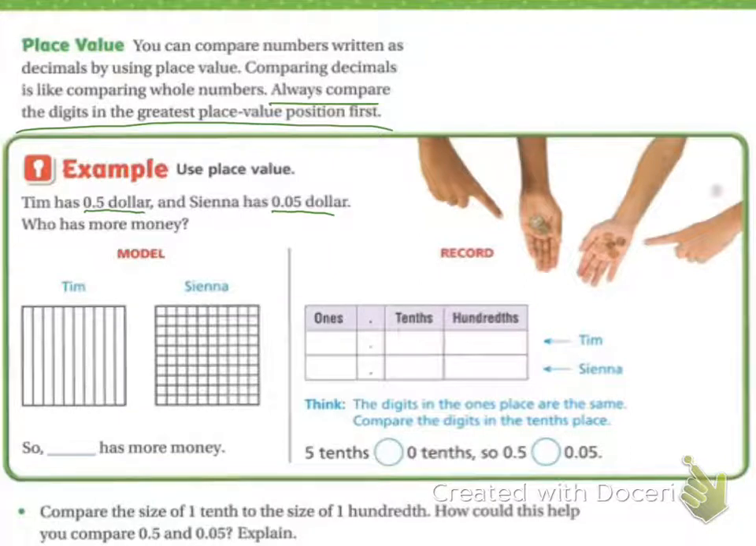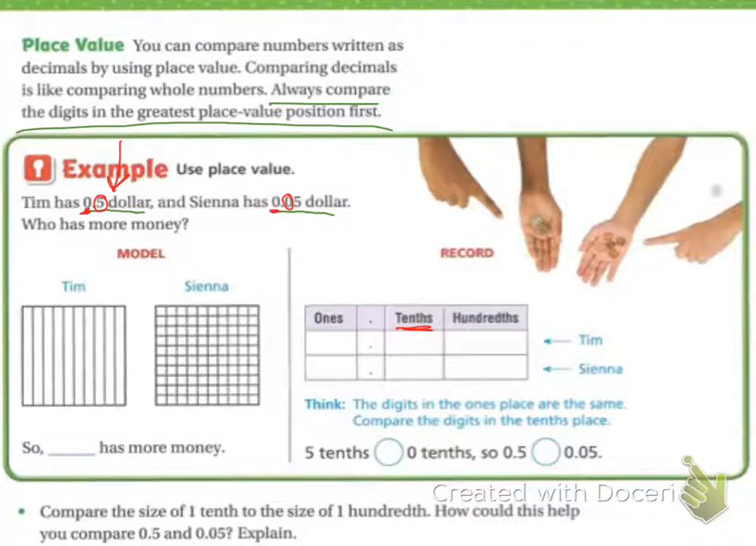The greatest place value is the ones place in both, but there's 0 there. So we need to go to the next greatest place value, which is the tenths. Here we have a 5, here we have a 0. So that automatically tells us this number is going to be bigger.